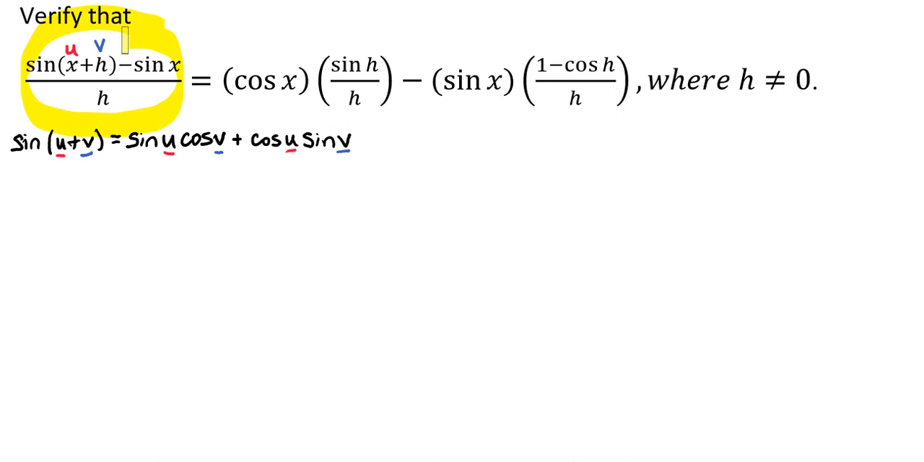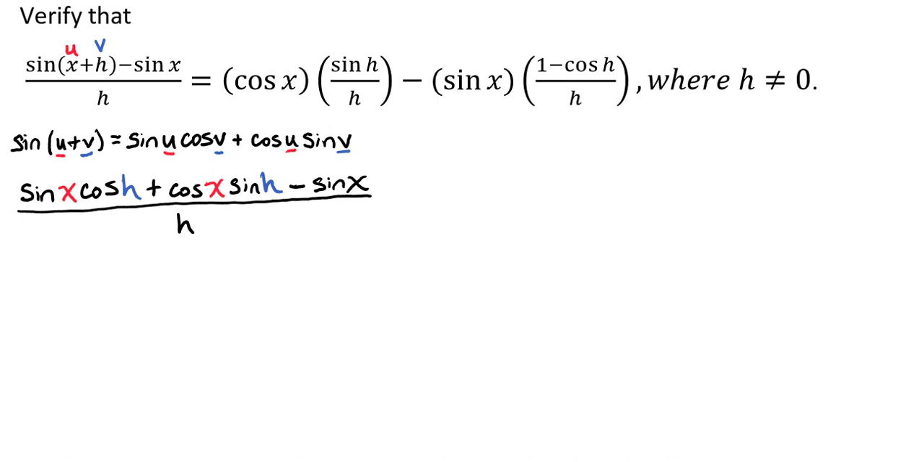So what we're going to go ahead and do is take that sum formula of sine, and we're going to plug in our x and our h, which is going to give us the following. The sine of x times the cosine of h plus the cosine of x times the sine of h minus the sine of x, all divided by h.